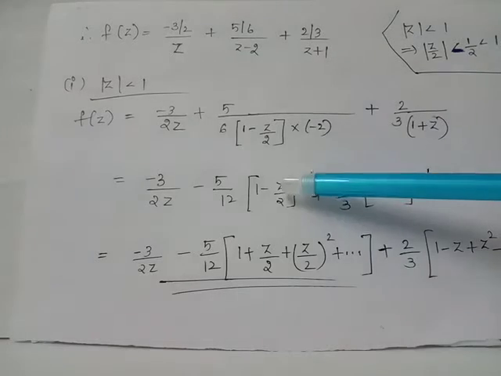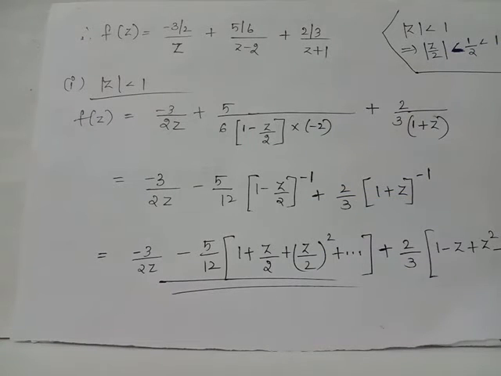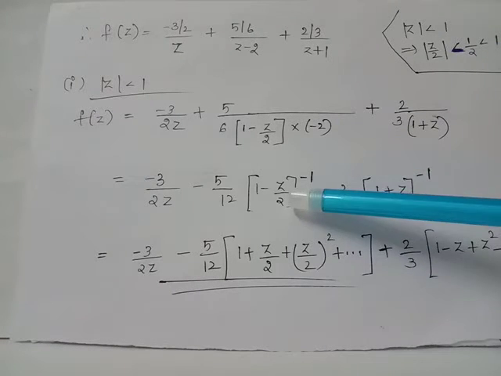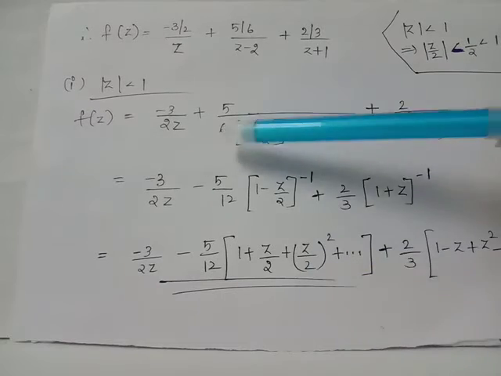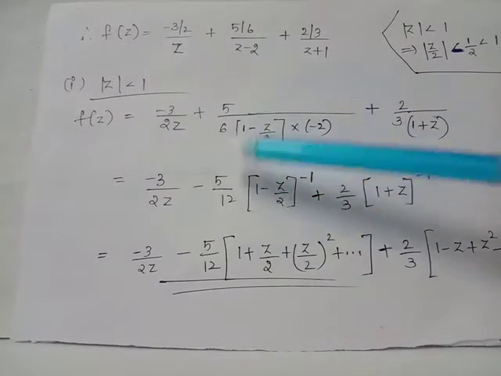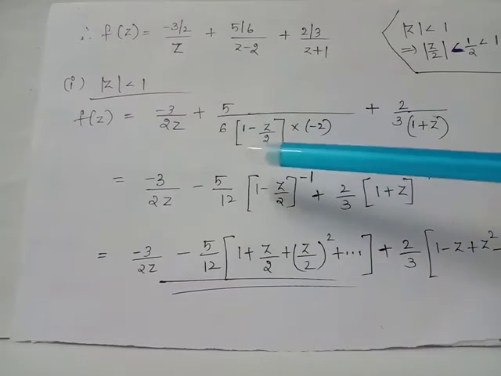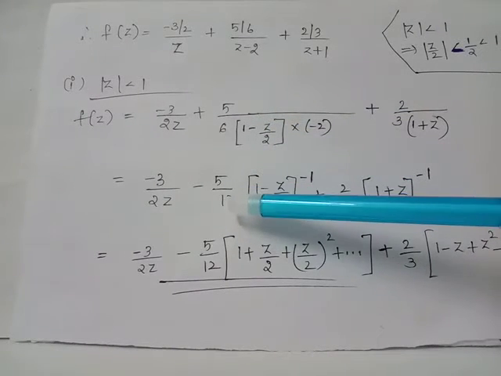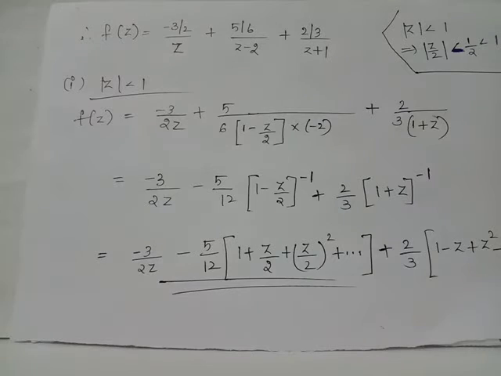Here, modulus of z by 2 is less than 1 holds true and hence this can be expanded in this format. 6 into negative 2 becomes negative 12 in the denominator, and 5 is written as it is, giving negative 5 by 12. We have 1 plus z when taken to numerator becomes 1 plus z the whole raised to negative 1, which can be expanded using the identity 1 plus x the whole raised to negative 1 equals 1 minus x plus x square minus x cube plus etc.